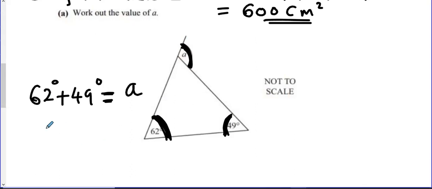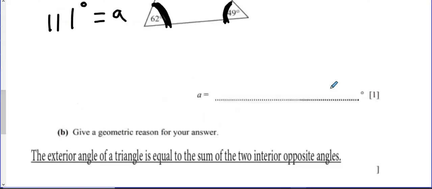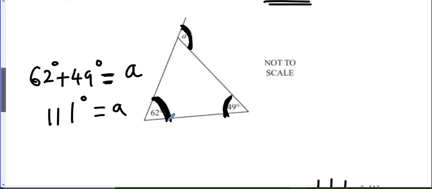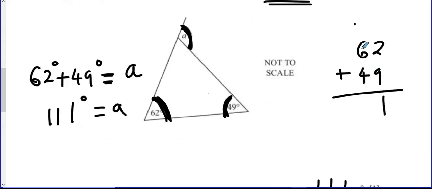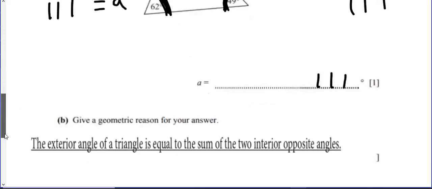Okay, so go ahead and write in here. So that will be 11, 10, 11. Okay, so the value of angle A will be equal to 111 degrees. And you can check that. So 62 plus 49, this will be 11 carry 1, that will be 10, 11. So the answer for the value of A will be 111 degrees.